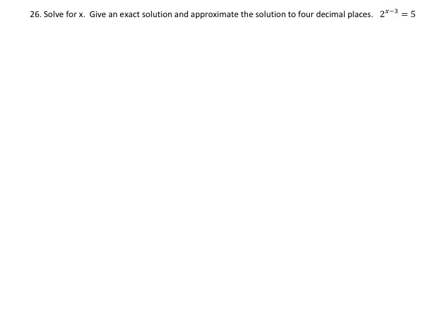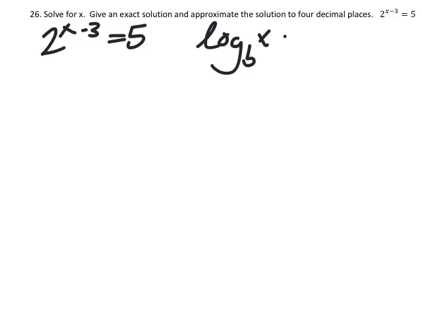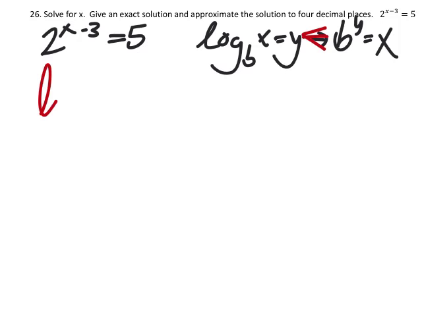Alright, for 26, we'll solve for x and give an exact and approximate solution to 4 decimal places. Alright, well, what we need is for 2 to the power of x minus 3 to equal 5. Let's rewrite this equation. We have 2 to the power of x minus 3 equals 5. And what we're going to do is use that property of log where we take the exponent and turn it into a log. So log sub b of x equals y actually gives us b to the power of y equals x. Well, if this is the case, then we're going to just essentially reverse it and go this direction. So what we end up with is log sub 2 of 5 is going to equal that x minus 3.